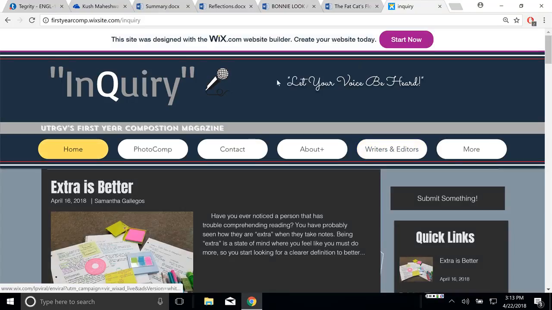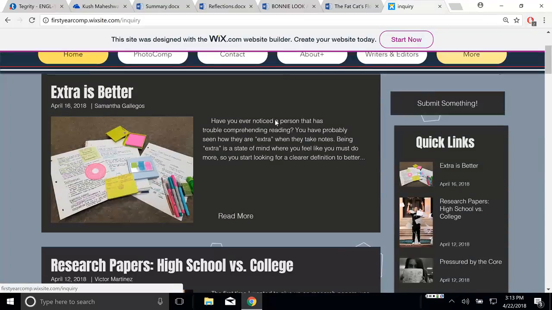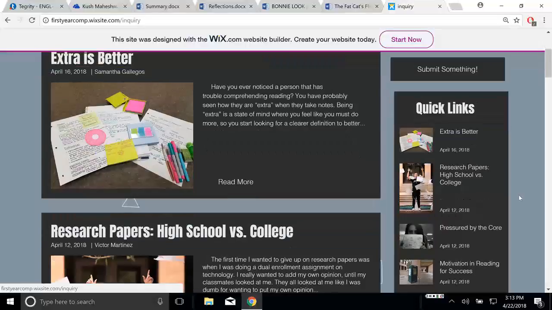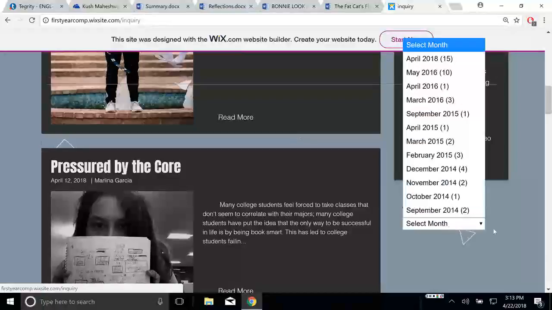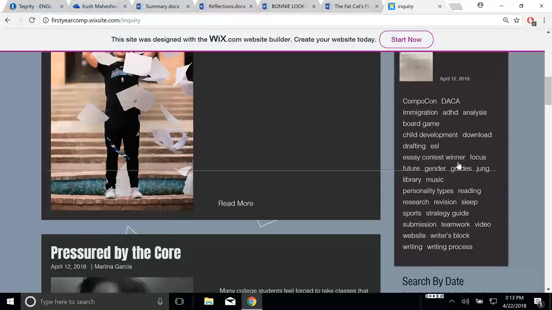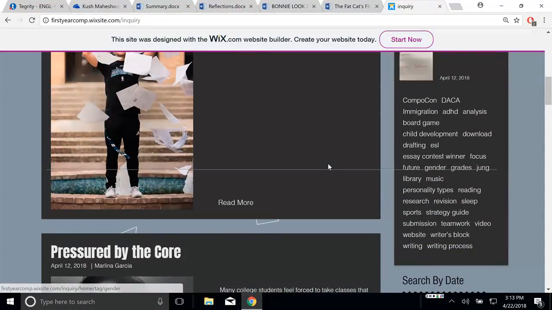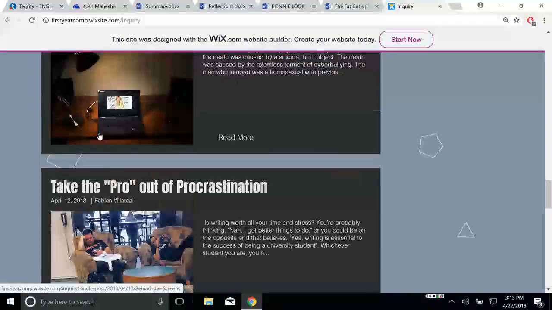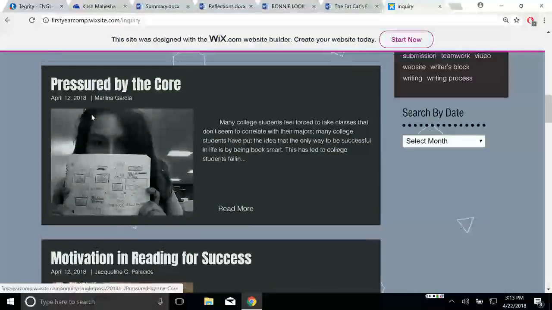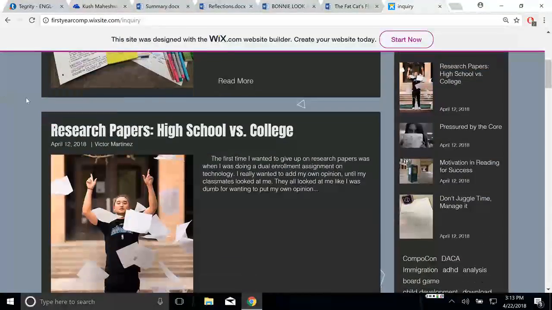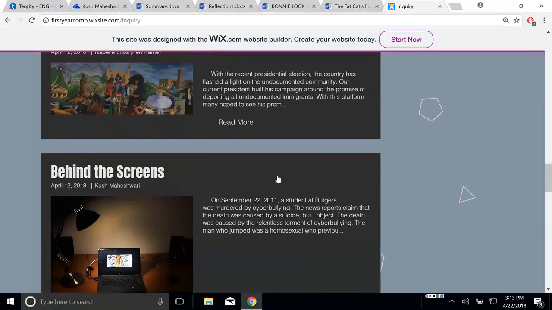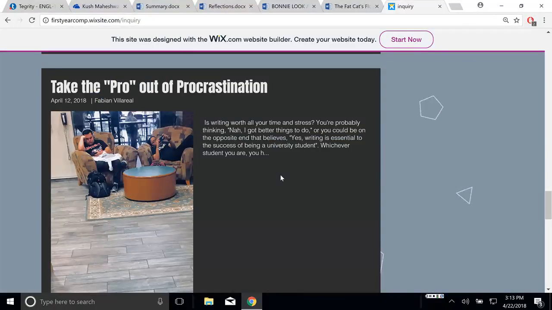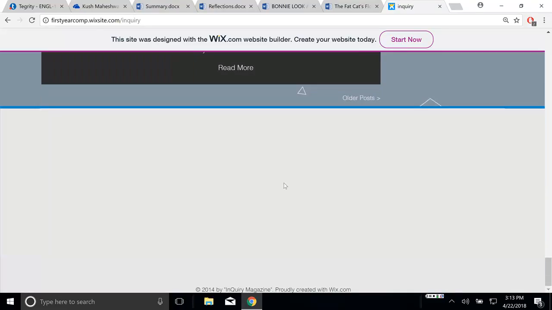Right. Encourage them, let your voice be heard, give them a nicely designed website like they're used to. Here's quick links. If they encourage them to submit something, they can search by date. They can do different topics, and these photos, a picture is worth 1,000 words, are designed, just like any other news article or website, to engage and get students interacting with the website and get them thinking about writing.